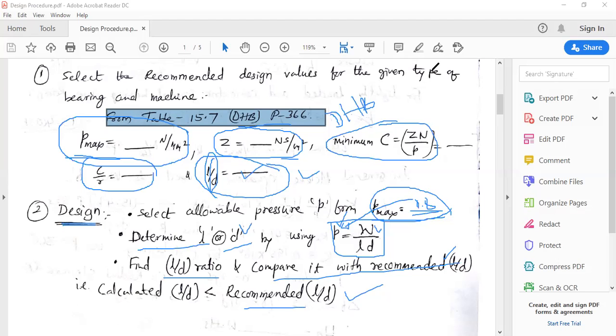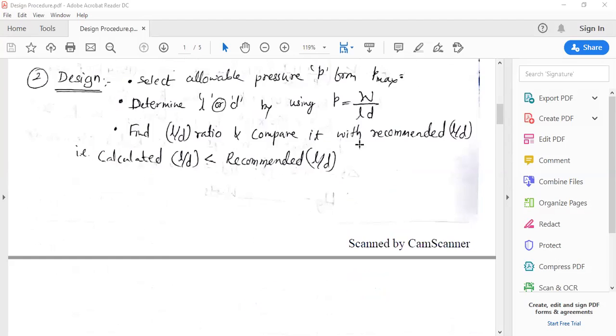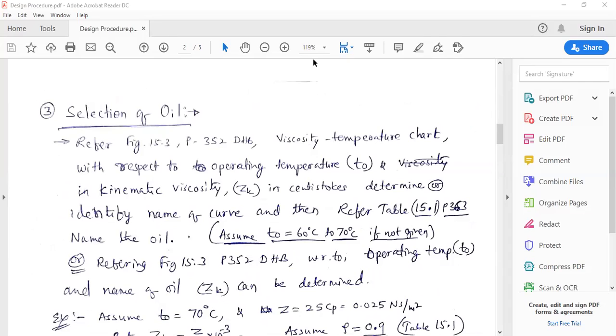And next, the third step is that we have to select the oil. Here, there are two kinds of situations that we come across. One is that the value of Z is already listed in the first step itself, that is the recommended value. Based upon that, we have to suggest the name of the oil in the third step. Or in some cases, the name of the oil may be known. For the known oil, you have to get the absolute viscosity or the kinematic viscosity value first.